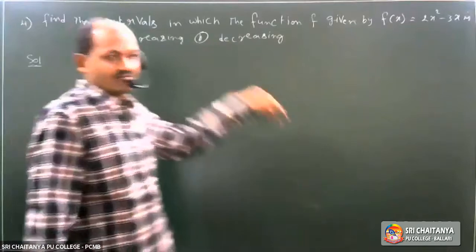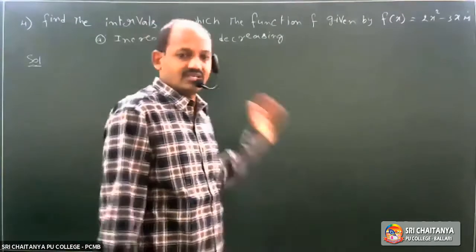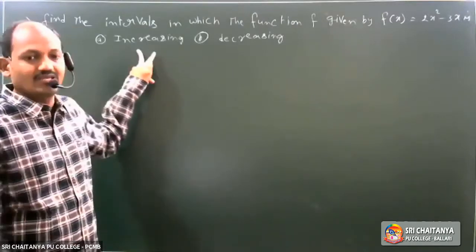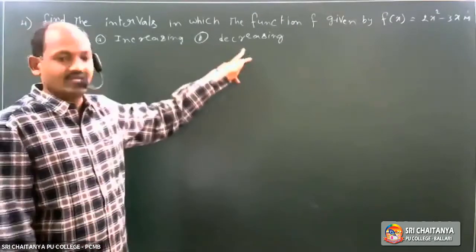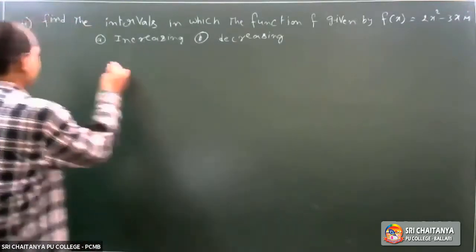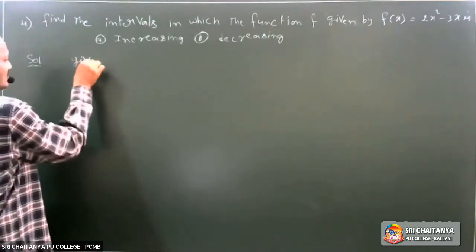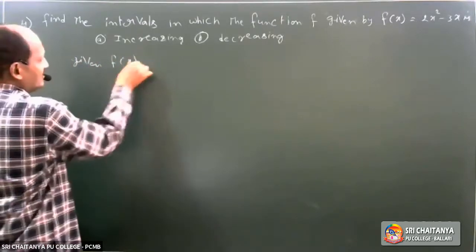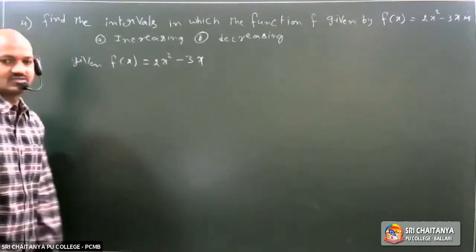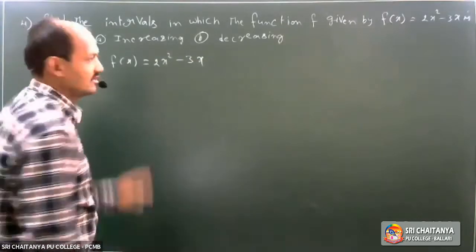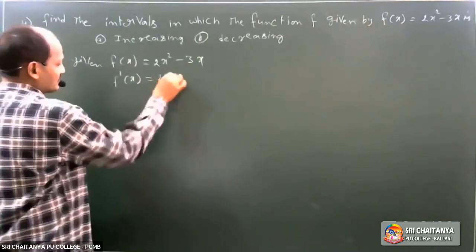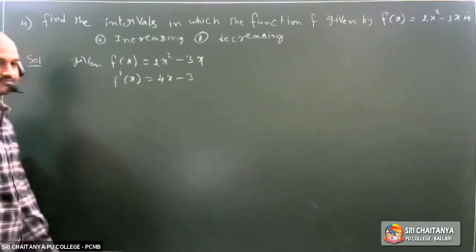Here we need to find the intervals in which the given function is increasing and decreasing. So the given function is increasing in which intervals, decreasing in which intervals. First, given f of x is equal to 2x square minus 3x. Derivative f dash of x is equal to 4x minus 3.